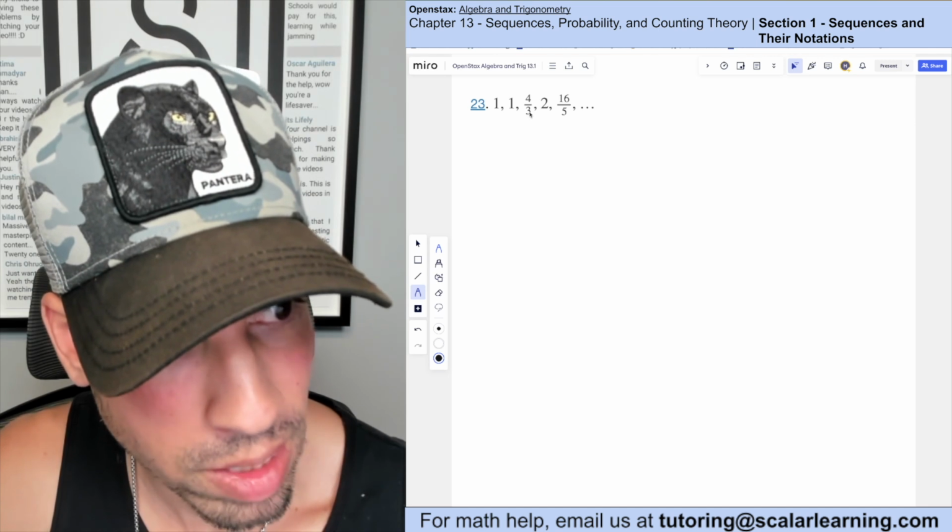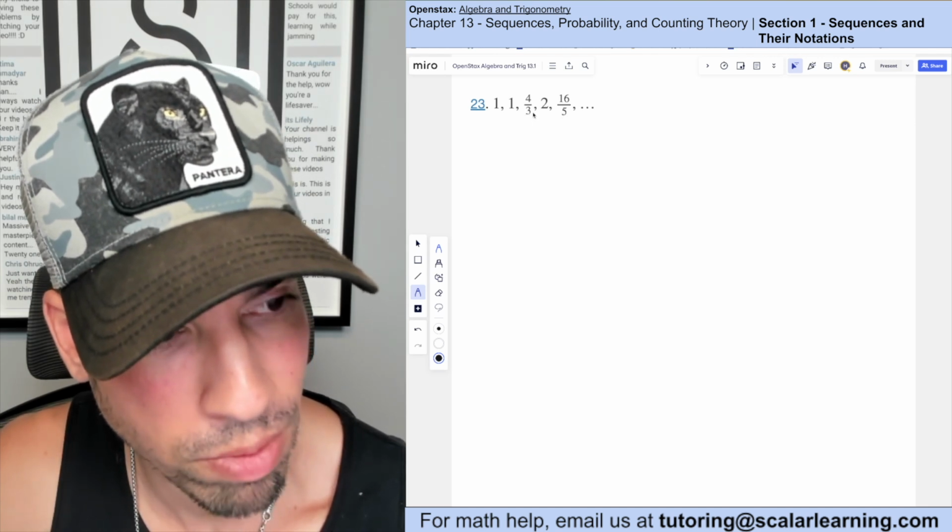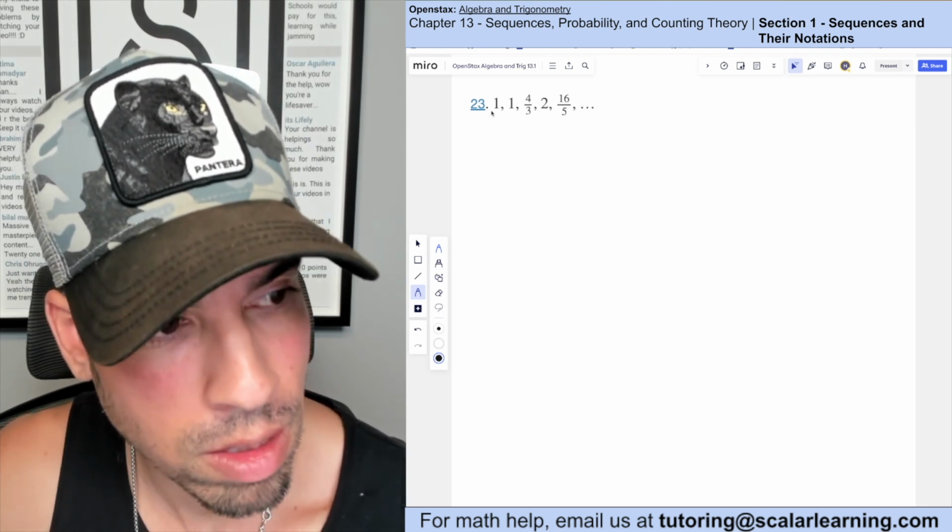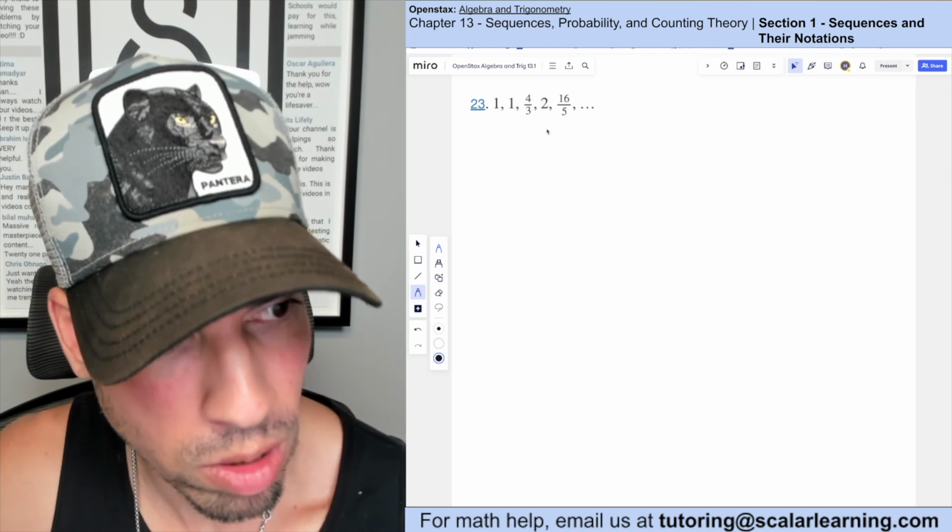So for this one, to get an idea of the explicit formula, I'm seeing a pattern. This is the 3rd term. This is the 5th term. So I'm guessing these denominators might be the nth term. So let's rewrite this a little bit.